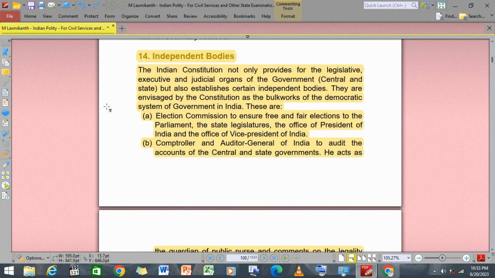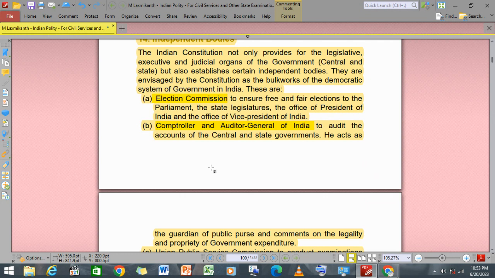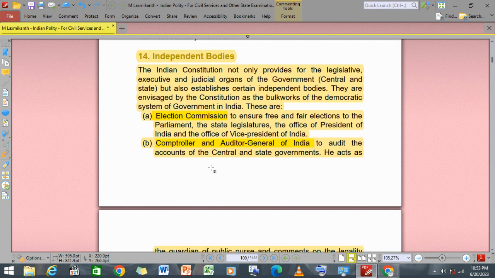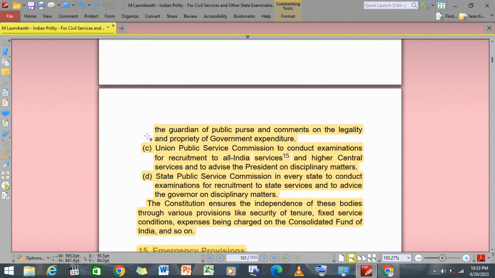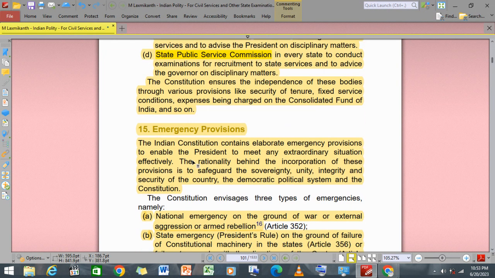All right, and we have independent bodies like the Election Commission. All right, and we have the Comptroller and Auditor General of India, which are not dependent on the government. All right, we have the UPSC, Union Public Service Commission, and we have the State Public Service Commissions also.